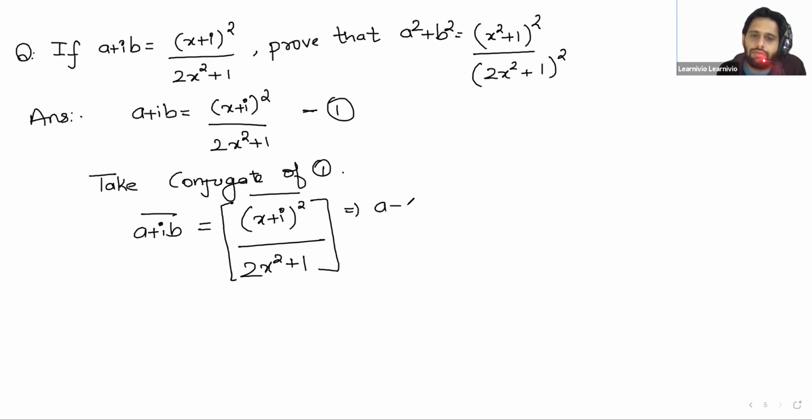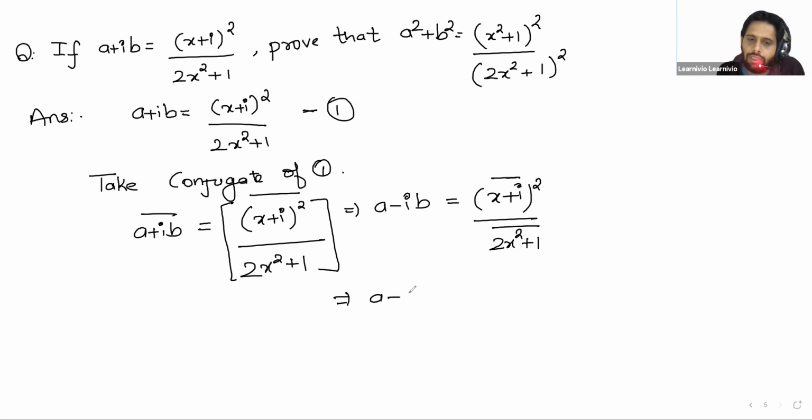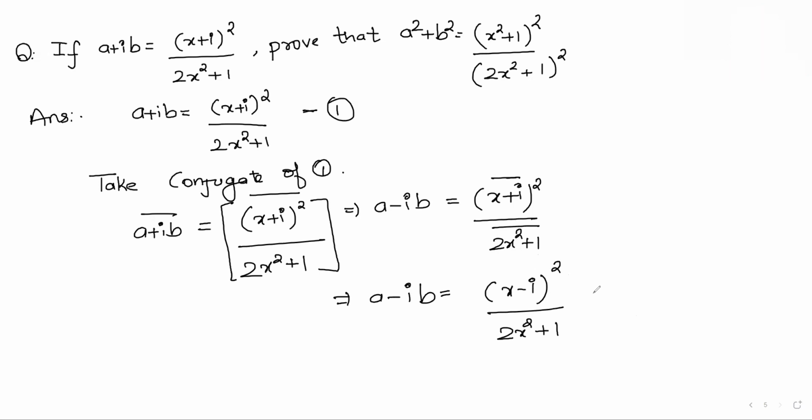Okay, so from this you will get 1 minus iota b, and from this you will get x plus iota conjugate. And this whole square by this is 2x squared plus 1 conjugate. Now this will give you a minus iota b, and this will give you x minus iota whole square. Because there is a real part, there will not be a change in the sign. We only change the sign of the imaginary part. Okay, Safan? Okay, sir. So now just multiply 1 and 2 and you will get your answer.